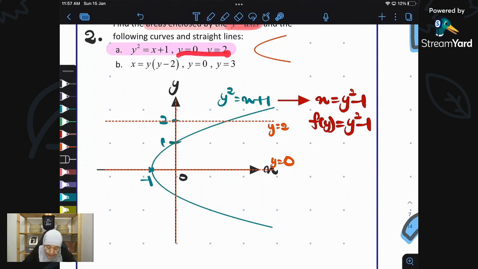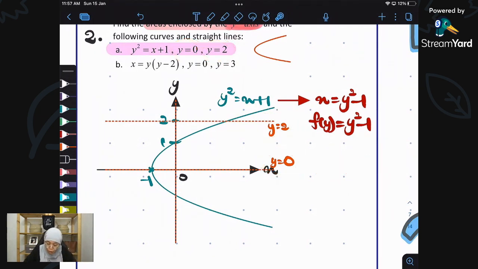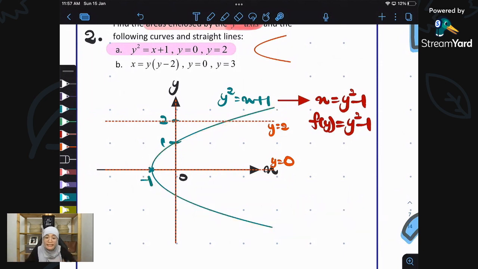Okay, let's see the line. The given line to us is y equal to 0 and y equals to 2. If you look at here, I sudah pun letak dotted line. This is our line, straight line, y equal to 0 and straight line, y equal to 2. I use a dotted line to make it perbezaan lah, supaya senang nampak ini adalah line, manakala ini adalah curve. Okay, curve yang sudah pun kita lukis dengan jelas dan tepat.